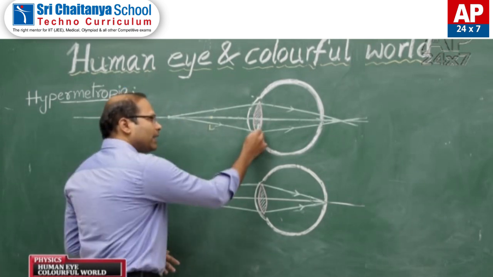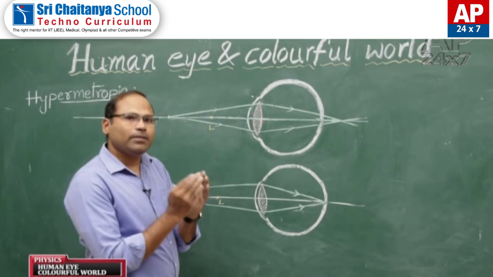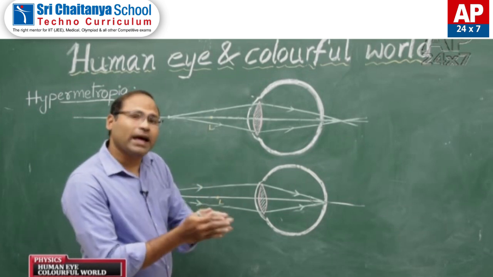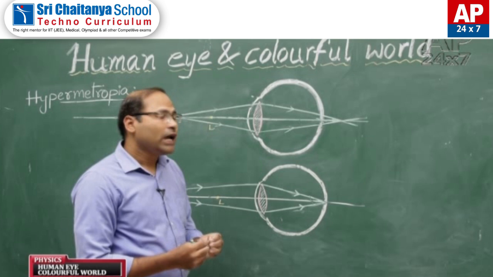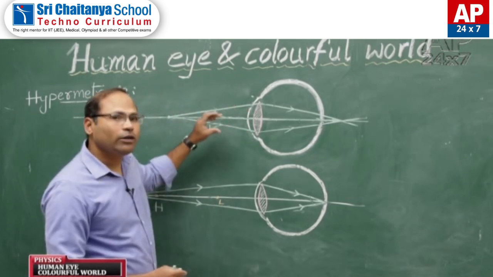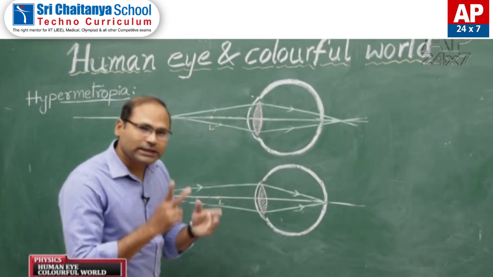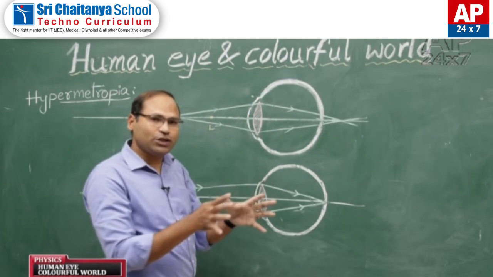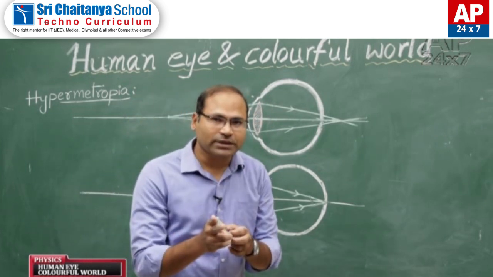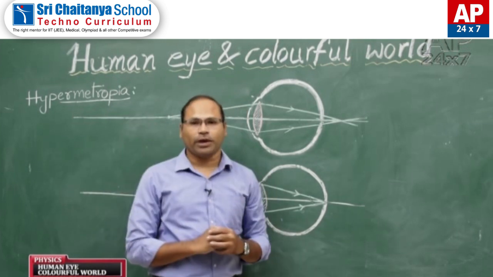First one is the eye lens. Maybe the eye lens is less curved than it actually should be. When you try to see a nearby object, it is not able to converge the light rays enough. That is the problem. And the second one is if the eyeball size is less than its usual size. In these two cases, people may suffer from this defect, hypermetropia.